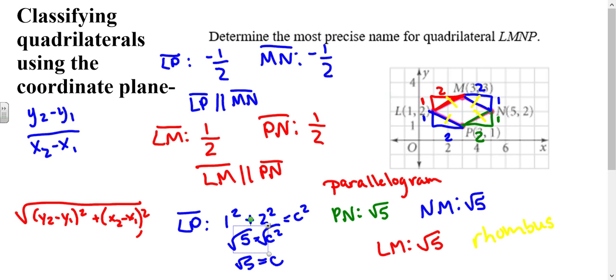Now, which is more specific, a parallelogram or a rhombus? Well, a rhombus is a type of parallelogram, but it has to have 4 congruent sides. So a rhombus is actually the most precise name for this quadrilateral.